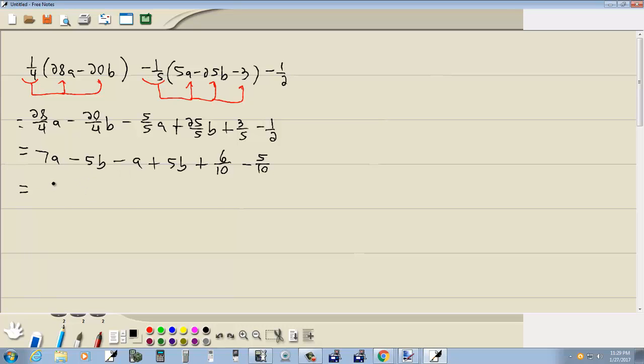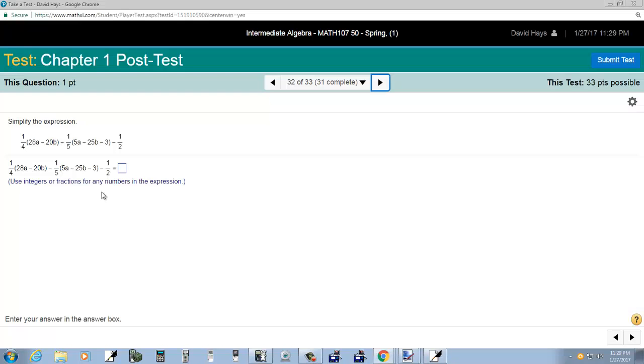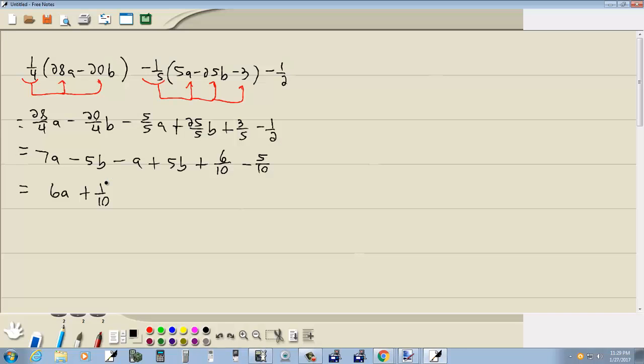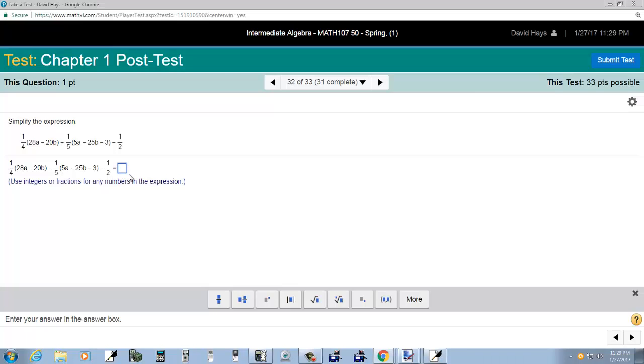7a minus a is 6a. Negative 5b plus 5b cancels. And 6/10 minus 5/10 is 1/10. So we got 6a plus 1/10. Use the integers or fractions for any numbers in the expression. Integers or fractions. Okay. 6a plus 1/10.